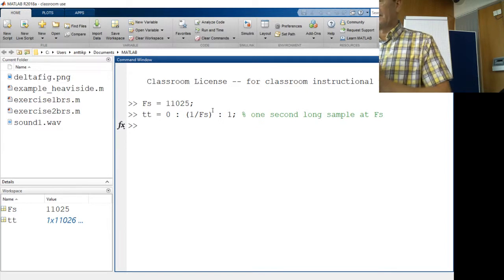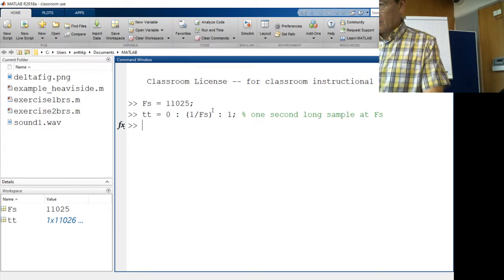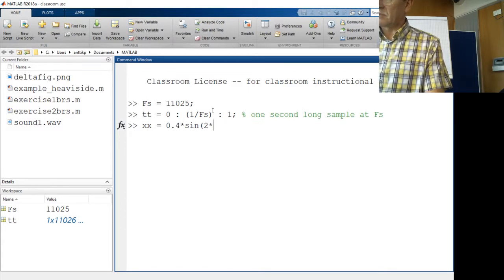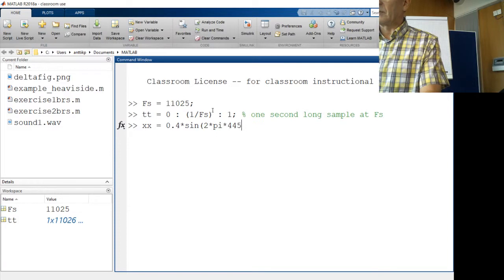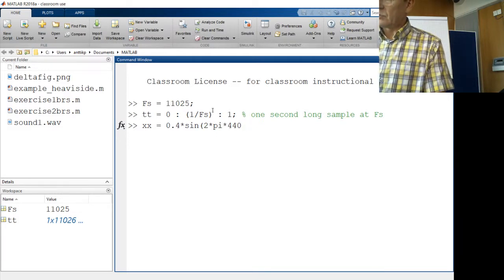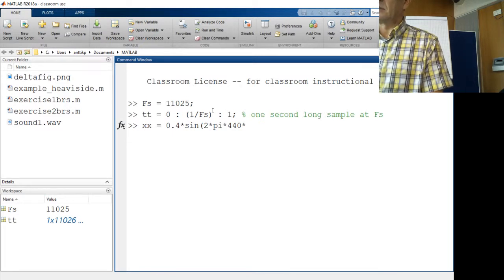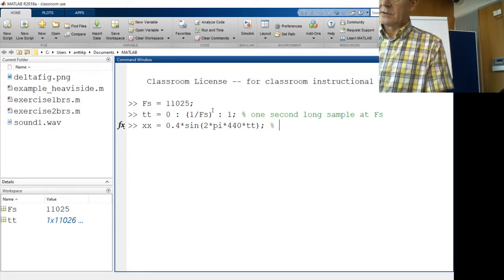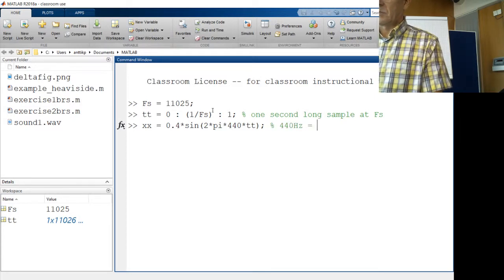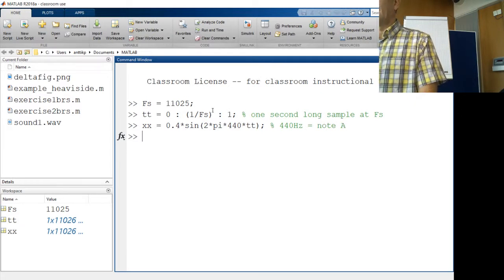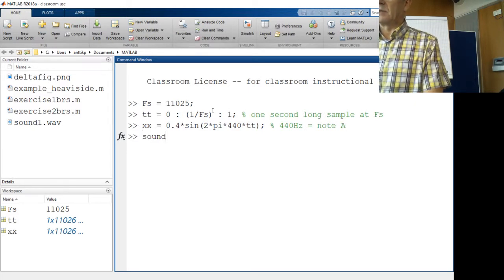Okay, good. So next I will just generate a sinusoid sample, for example, like this. My signal x is 0.4 times sine of 2 times pi times 440 hertz, note A, times the time vector, 2 pi ft. So 440 hertz equals note A. There, which sounds like this.